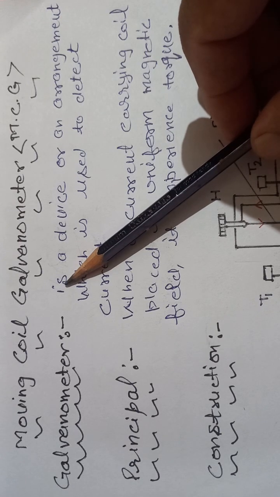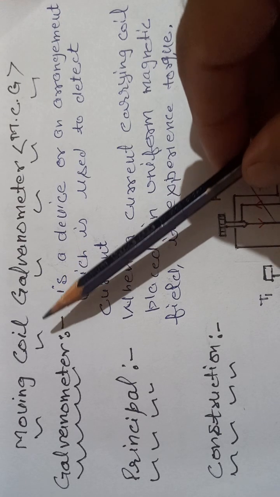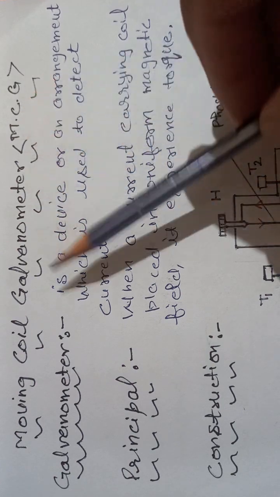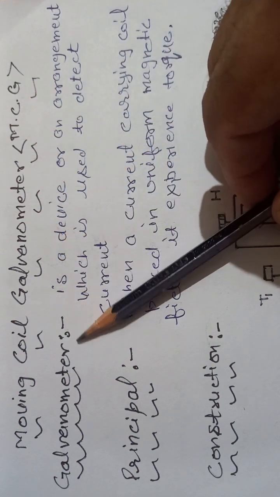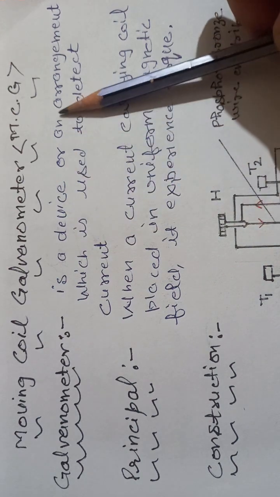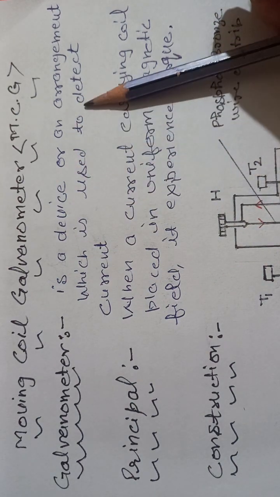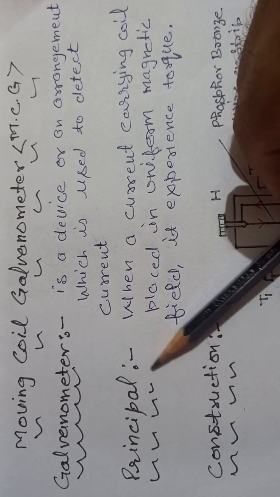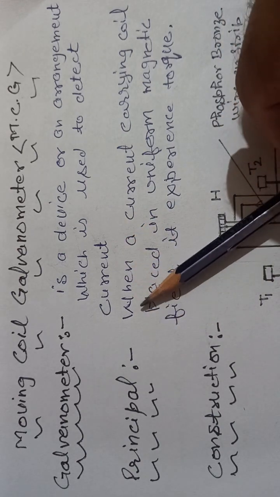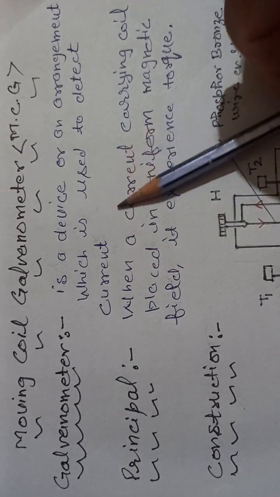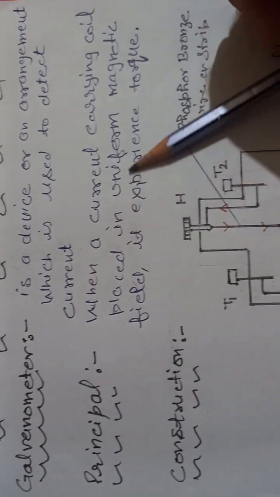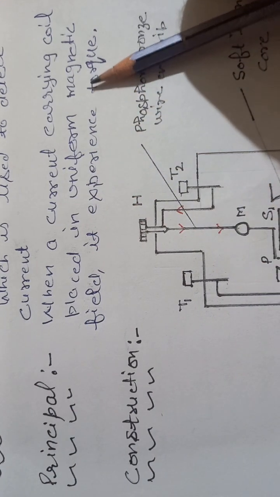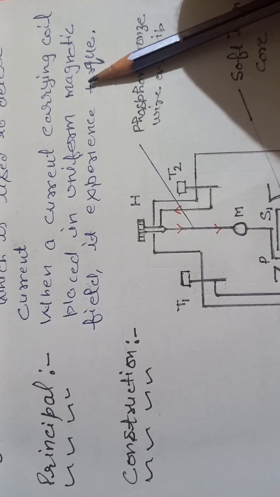Hello students, today our topic of discussion is moving coil galvanometer, that is MCG. So what is a galvanometer? A galvanometer is a device or an arrangement which is used to detect minute current. Next is the principle. It is based upon the principle that when a current carrying coil is placed in a uniform magnetic field, it experiences torque. Torque means rotating force.